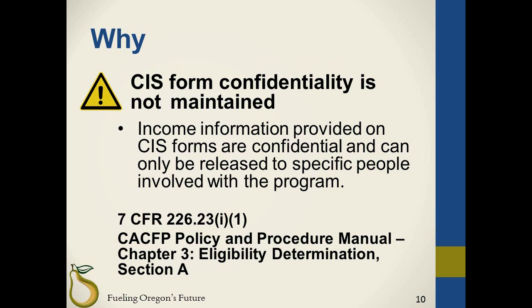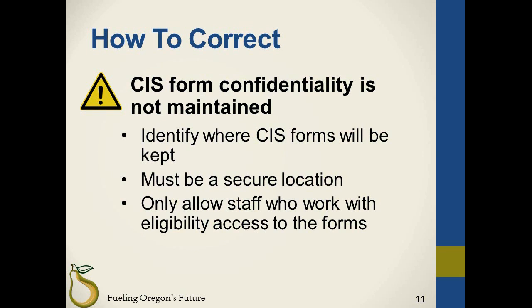Sensitive information is contained on a confidential income statement, and 7 CFR 226.23I1 requires that this information can only be released to persons who are directly connected to the administration of the CACFP program. To correct this situation, the sponsor needs to develop a system to keep CIS forms confidential and secure. The location will need to be secured and not readily accessible to the general public. This system will only allow staff directly involved in eligibility determination to have access to the forms.